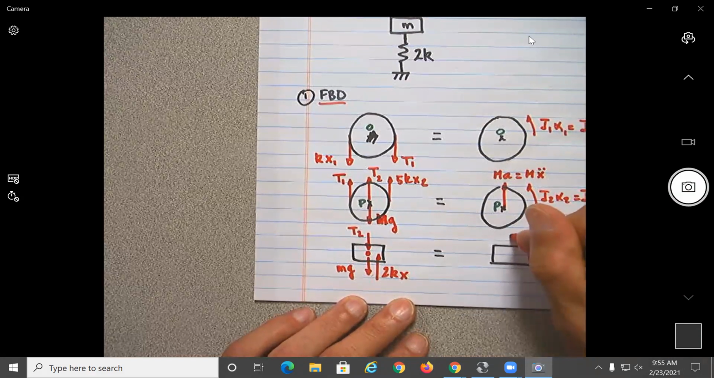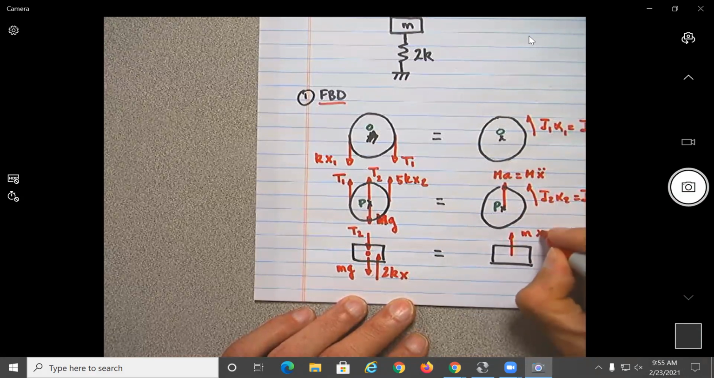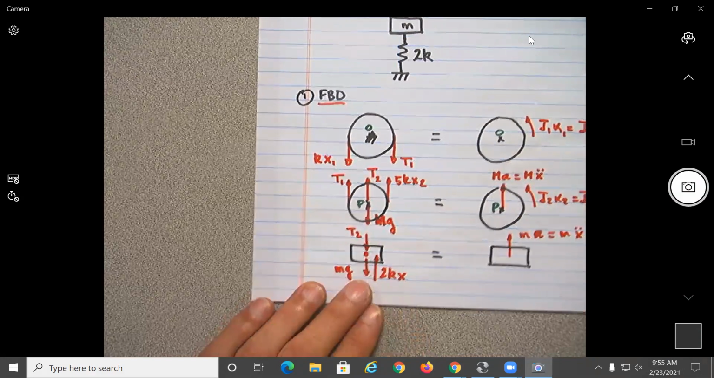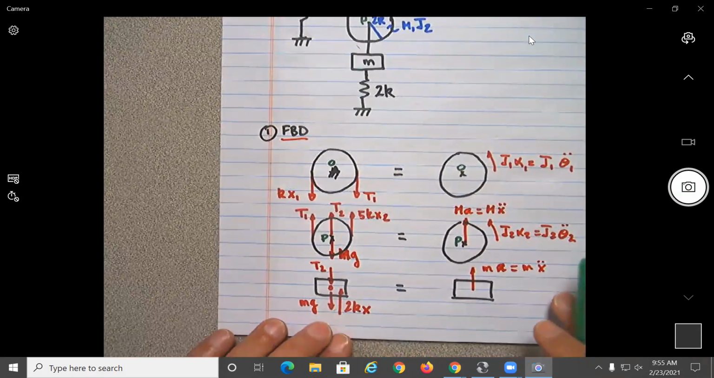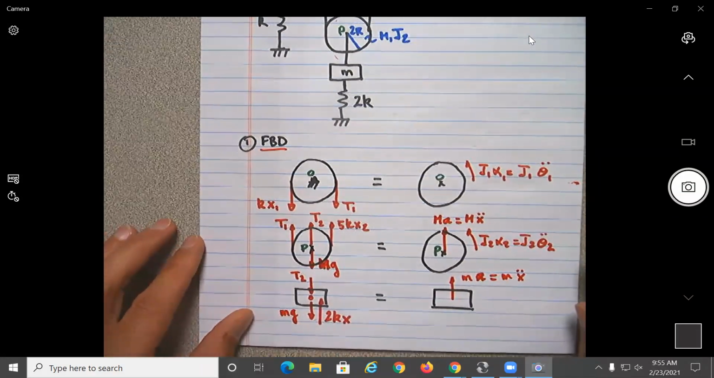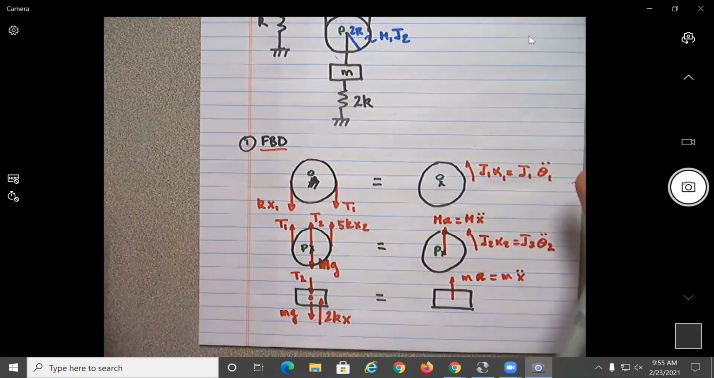And this one here will be moving with an acceleration, lowercase a, which will be the same thing as m x double dot. Okay, so any questions so far? This is, I think, sometimes the most difficult part, okay? From now on, it's just to write down an equation.